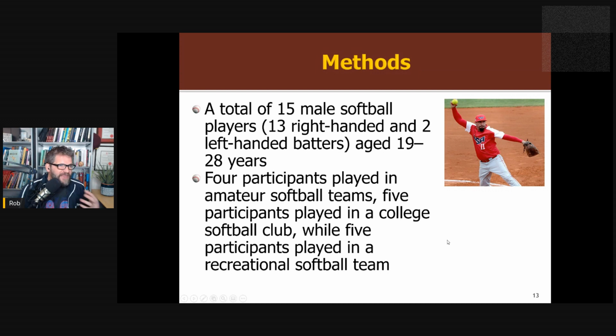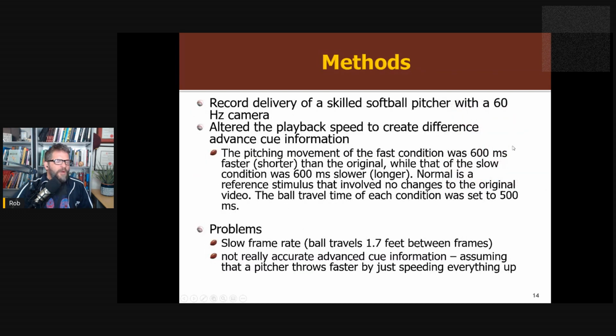But anyway, they were all experienced. Some of them played college. They were quite experienced hitters. What they did to create the stimuli was they recorded a softball pitcher, and it was a female, which is a good point, doing one delivery. Okay, they were doing one delivery.